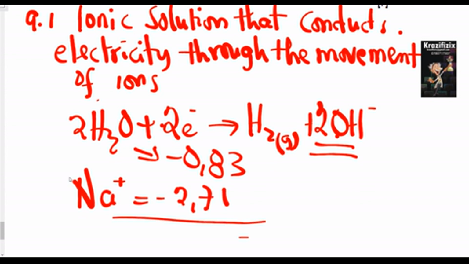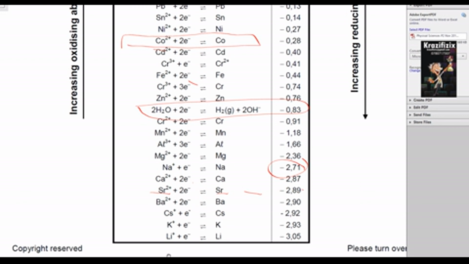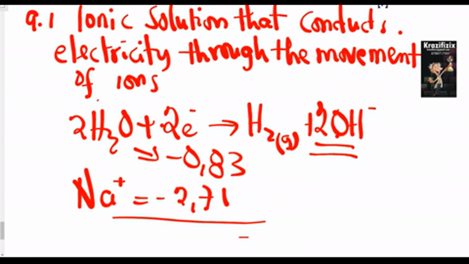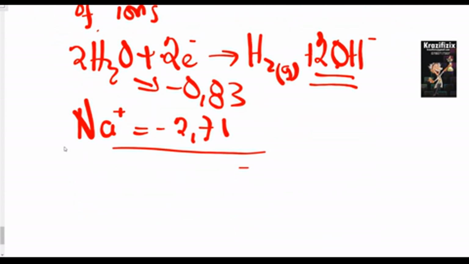Which one is stronger? Let's go back. Now, if you look at the table here, it says increasing reducing ability. So we are saying that this one is increasing oxidizing ability. Sodium is a stronger reducing agent, so it will reduce water. That's just it. Sodium is a stronger reducing agent. It will reduce what? Water. So we need to check the strengths and use that to answer the question.